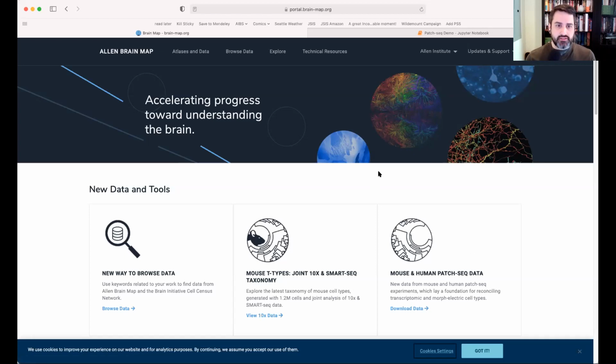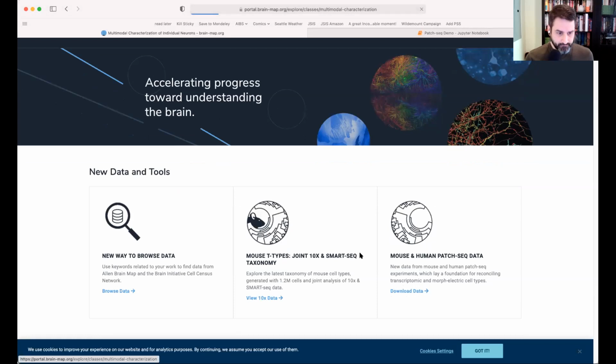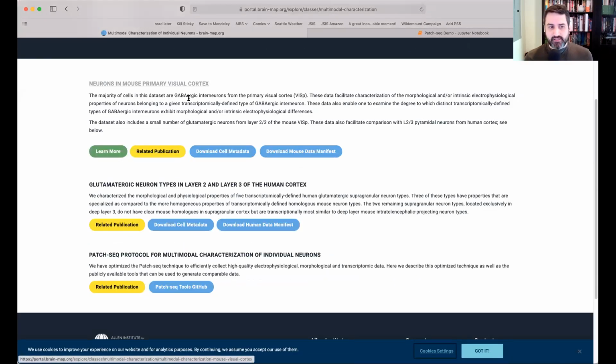So if you go to the map.org homepage, you can see that there's a link to Patch-seq data right at the start, so you can click on that. And then, like I mentioned, we have some data from mouse primary visual cortex. There's over 4,000 cells that are available there. We also have data from layer 2 and layer 3 human cortex, where it's primarily glutamatergic cells.